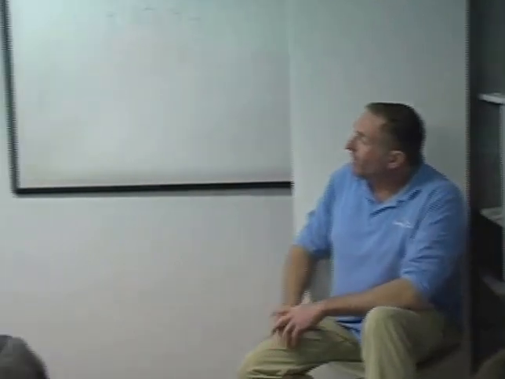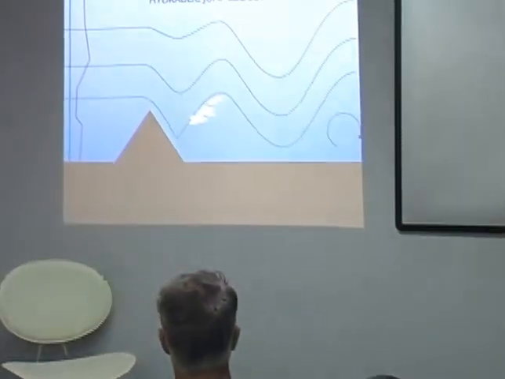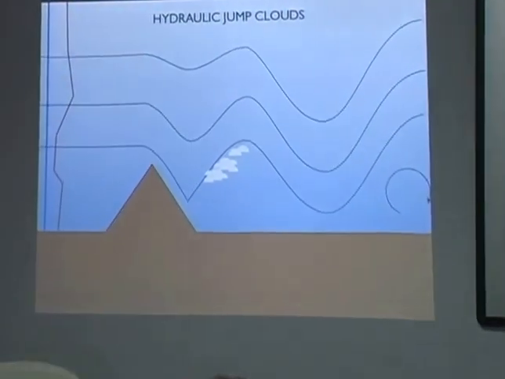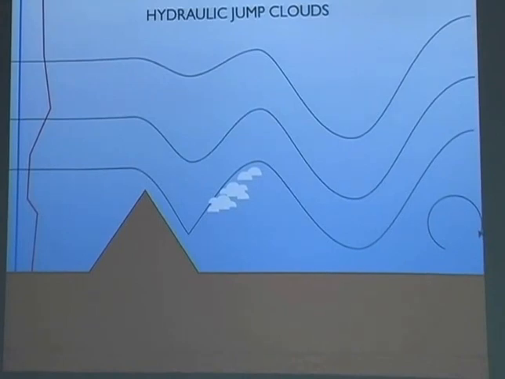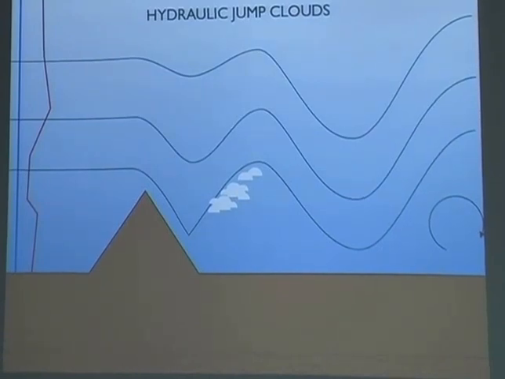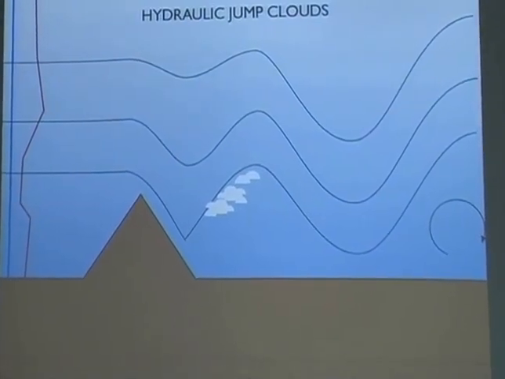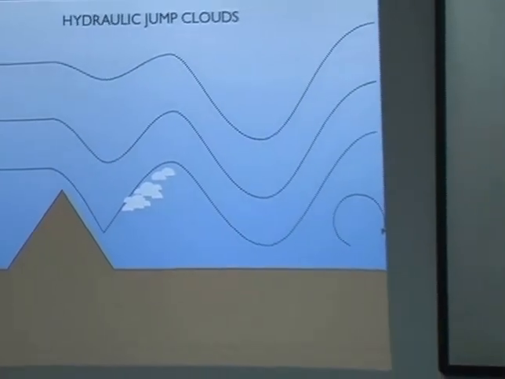Okay, now if we have that hydraulic jump going on, a lot of times if there's some low level moisture, we'll get these really ragged clouds. They're just wispy, torn apart. It's kind of like trying to draw white water. It's a concept. You can't really get it on paper. But so those are just shredded clouds.